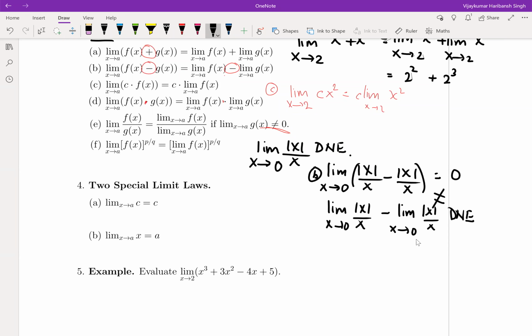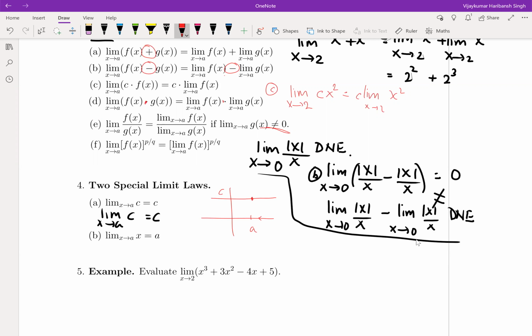Now there are a few special cases of limits. The first special case is that the limit as x goes to a of a constant is that constant. One way to see this is the following. You can think about a constant function c, so f of x is c.